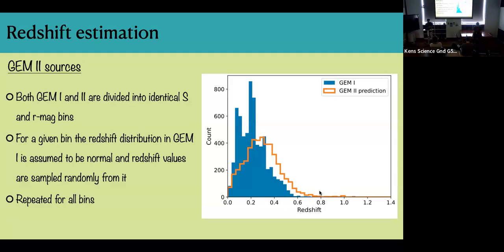Right. So that was the procedure: bin them according to optical magnitudes and radio flux densities. Take the distribution from the GEM1, which has the redshift values. So in that bin, I have a redshift distribution. And then randomly assign. I can assume this distribution to be anything. Well, I have to fit it and see whether it's a good fit to be a Gaussian or not, and then sample values from that distribution.